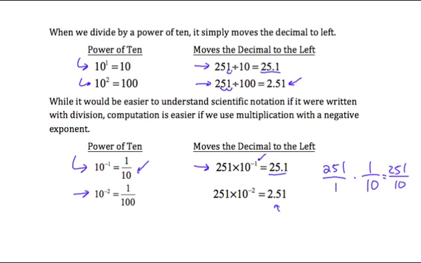Once you understand this, it's pretty easy then to make these decimal movements. Notice 10 to the negative first power means we're just going to make this number smaller by moving the decimal one place to the left. 10 to the negative second power means we're going to make this number again smaller by moving the decimal 2 places to the left.